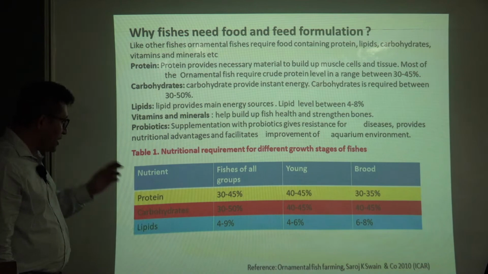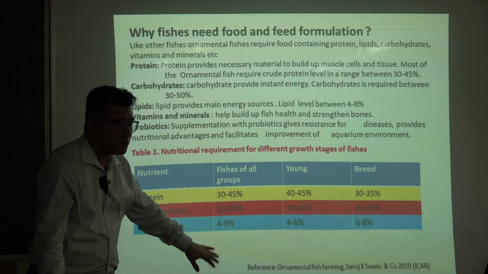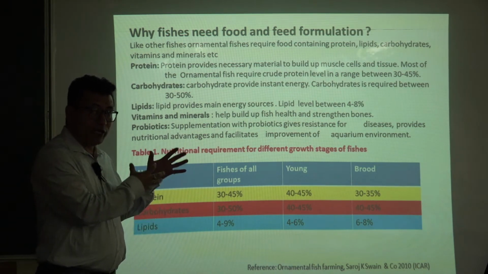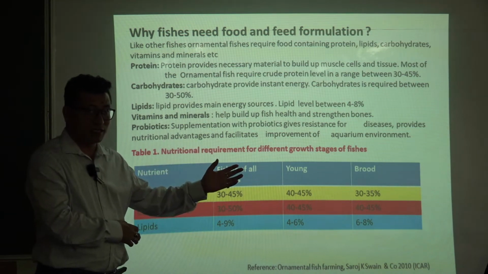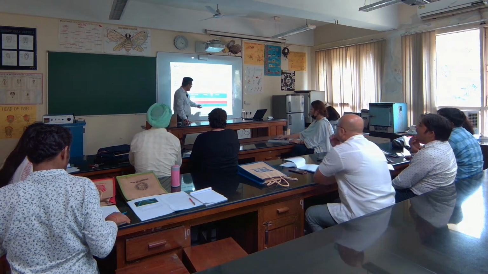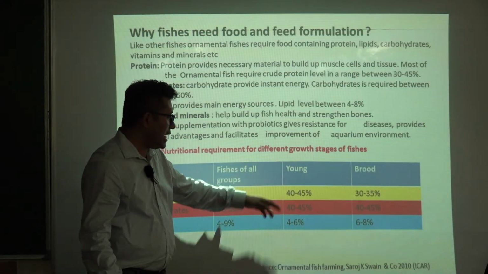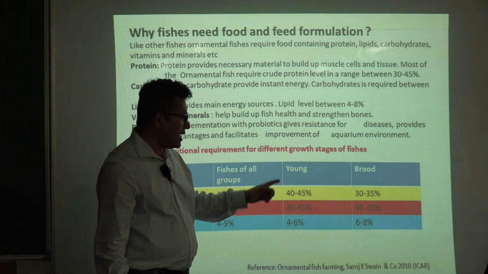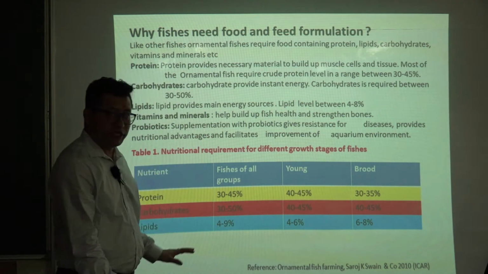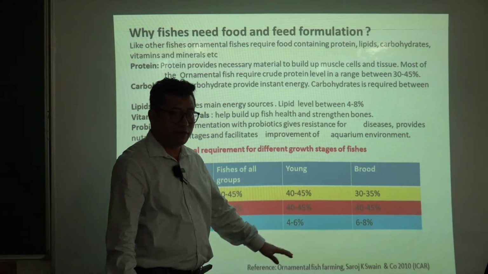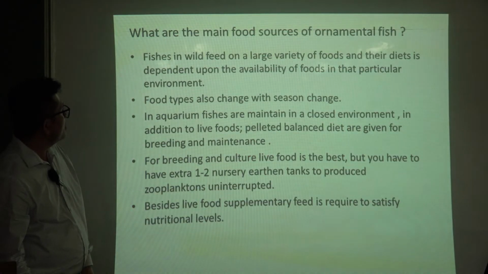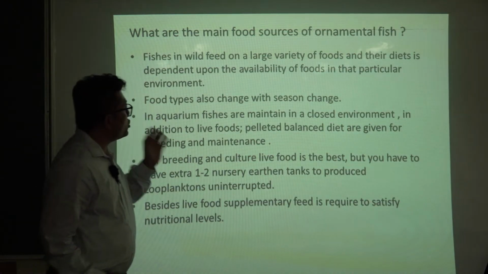You can see protein for the different fish groups. But we cannot give adult food to the larvae, so there should be a difference. For the young baby fishes, the protein level is a little bit higher, like 40 to 45, and for the brooders, it is 30 to 35. The carbohydrate source is the same, and the lipid concentration is different, like 4 to 6, a little bit reduced, and then next is 6 to 8 for the lipids. So what are the main food sources?